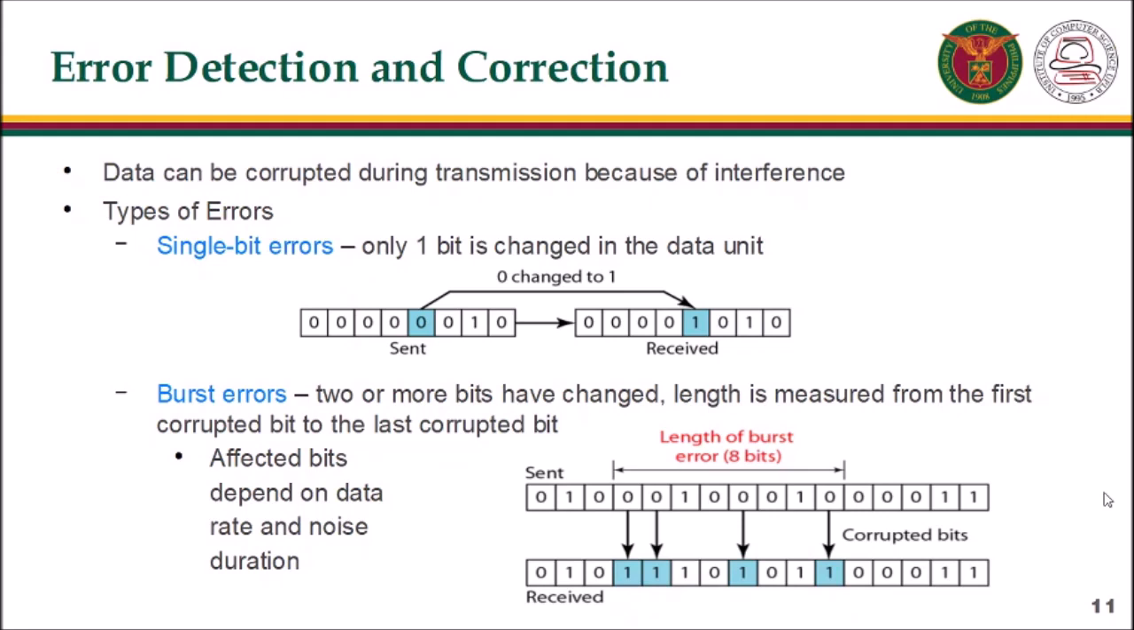Whenever bits flow from one point to another, they are subject to unpredictable changes because of interference. This interference can change the shape of the signal. There are two types of errors: single-bit errors, where only one bit is changed in the data unit; and burst errors, where two or more bits have changed. Length is measured from the first corrupted bit to the last corrupted bit.